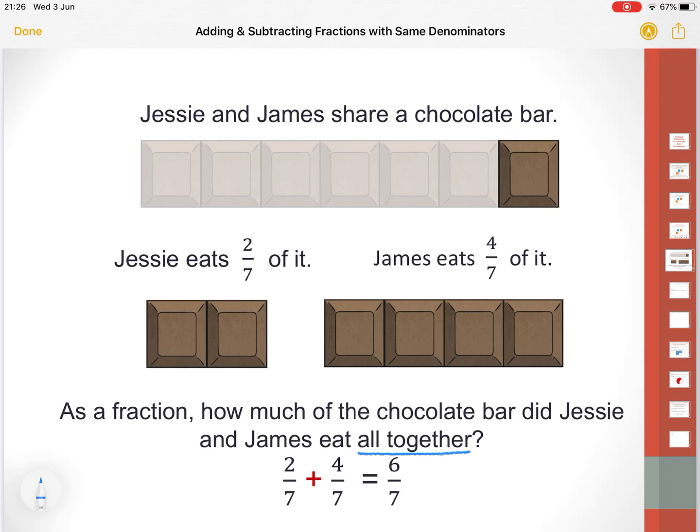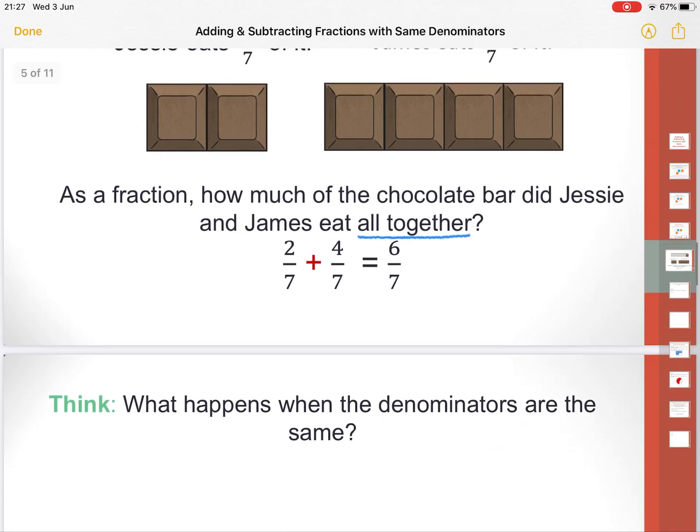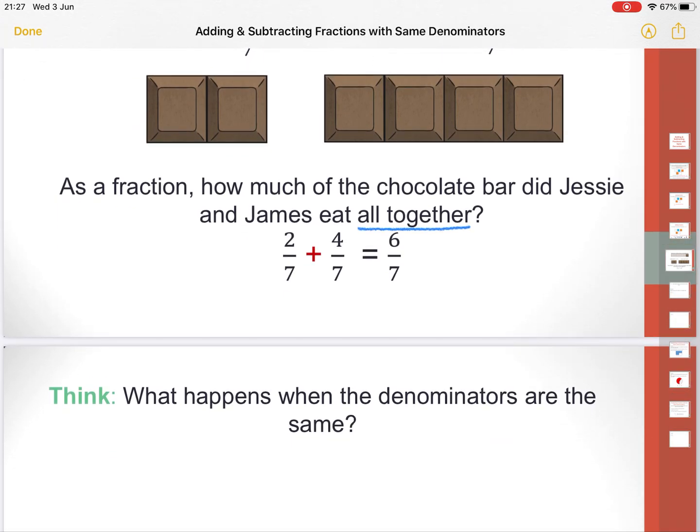Now, let's see how many of the parts they ate all together. Jessie eats 2 parts, James eats 4. So all together they eat 6 parts, all right, out of a total of 7. So they eat 6 sevenths, all right. Look what's happening, all right. I didn't add them, I just added the parts up till now. I looked at the diagram and added the parts.